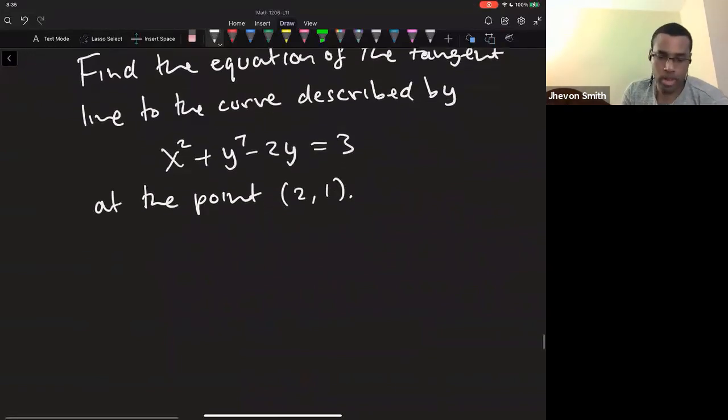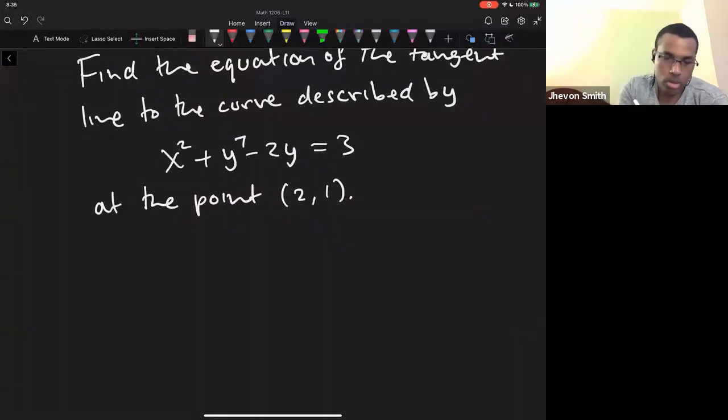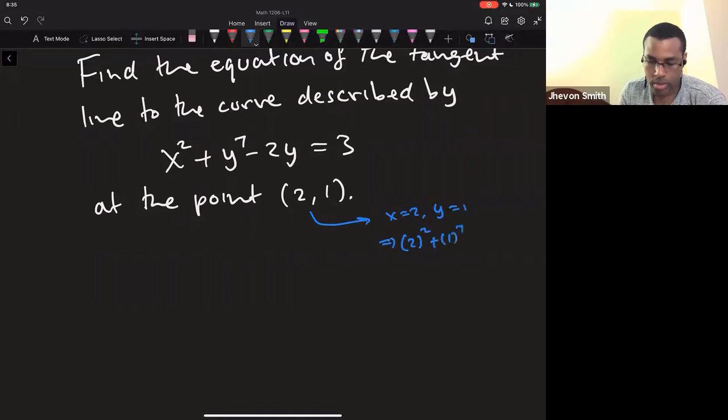You'll notice that if we set x equals 2, y equals 1, we would get 2 squared plus 1 to the 7th minus 2 times 1. This would be 4 plus 1 minus 2, and that would be 3. So 2 comma 1 is on this curve.